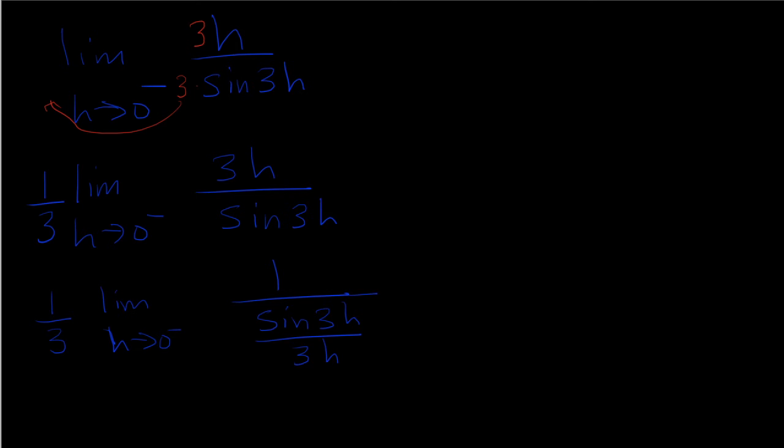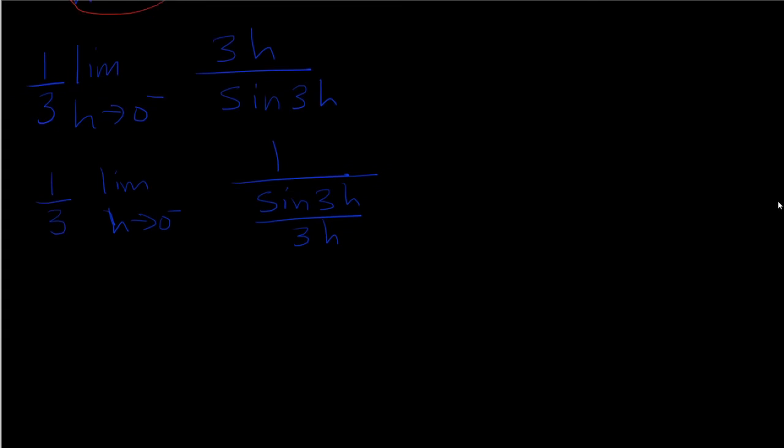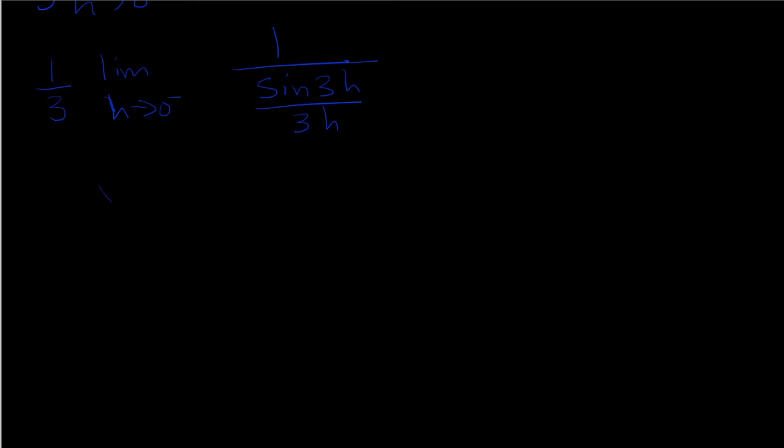So 1 over the reciprocal is the same thing. Okay, so you're basically applying the reciprocal twice, and you get the same thing. And now I can say, okay, let x equal 3h. So as, oops, not as x, so let's fix that.